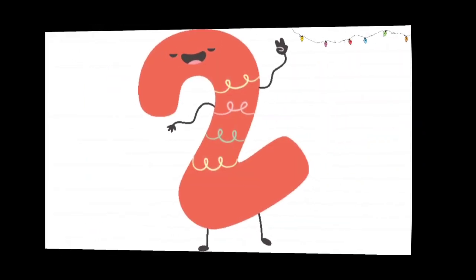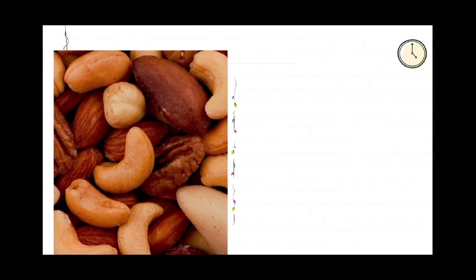Tip number two, eat lot of nuts, especially almonds. So almonds, here they help you to remember better. That is, it contains lot of zinc. It helps you to retain the things which you studied.